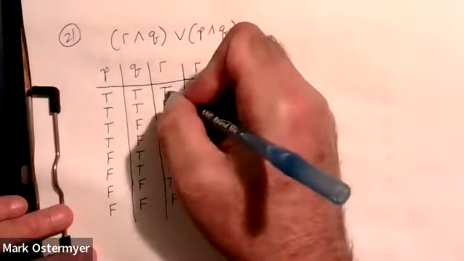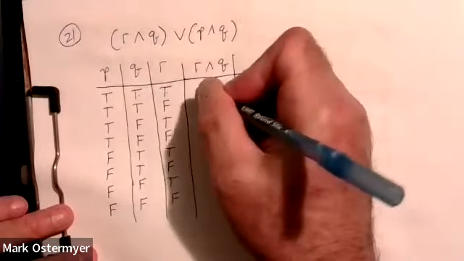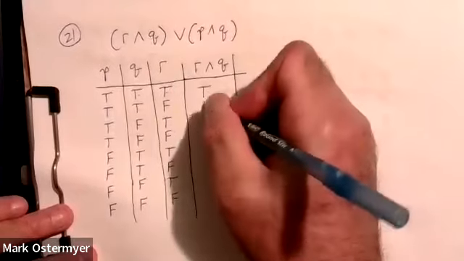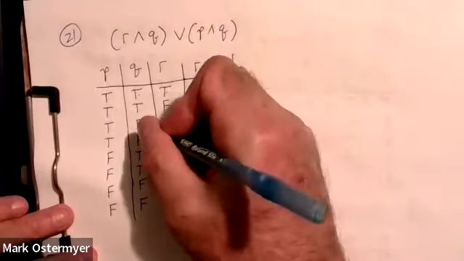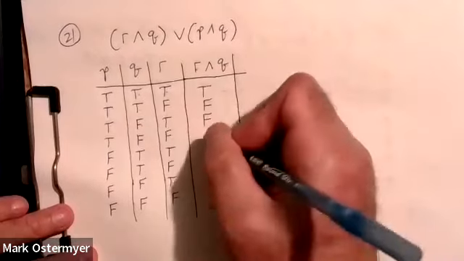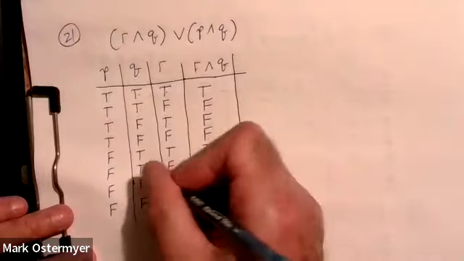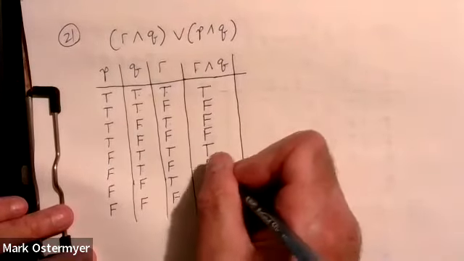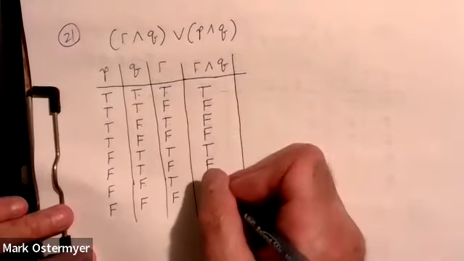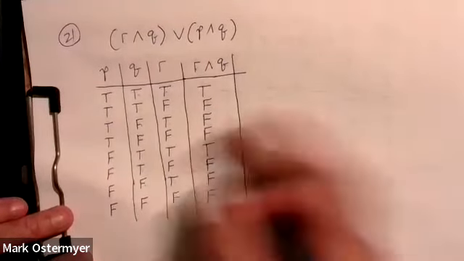So if R is true and Q is true, this is true. So true and true, true. False and true, false. True and false, false. False and false, false. True and true, true. False and true, false. True and false, false. False and false, false.